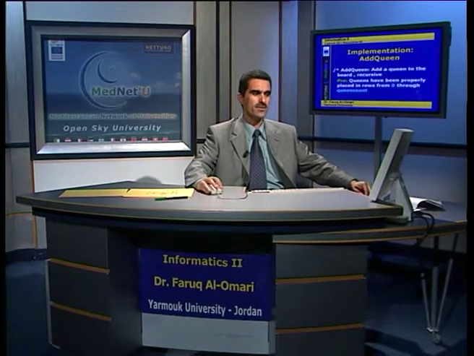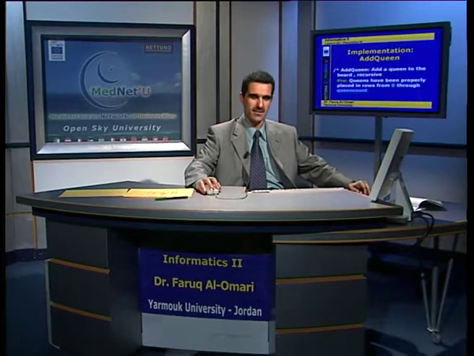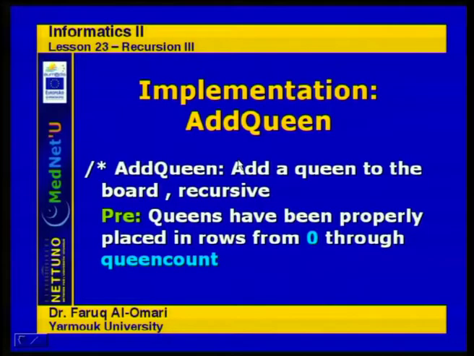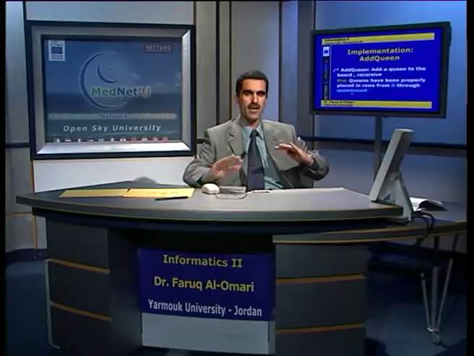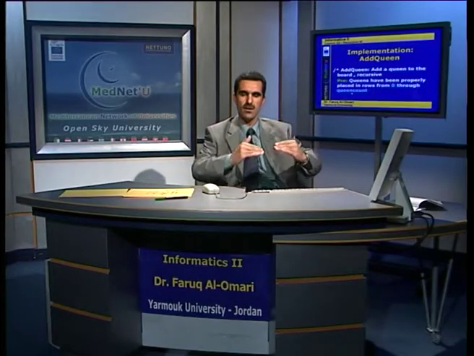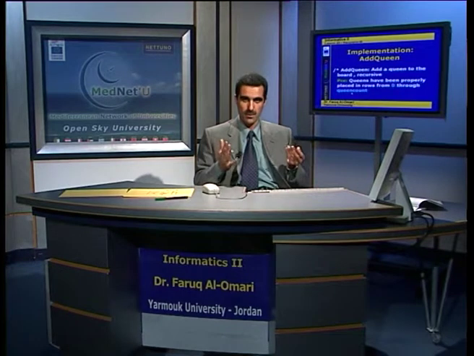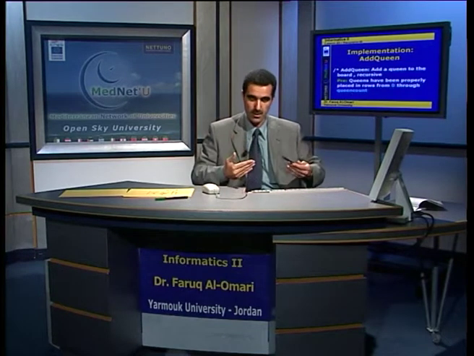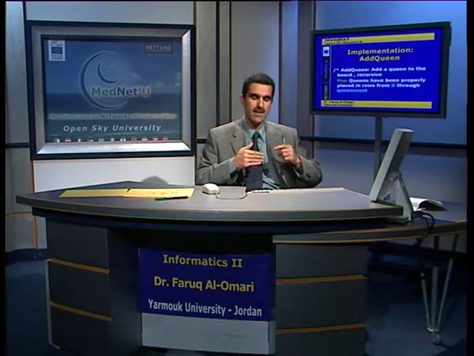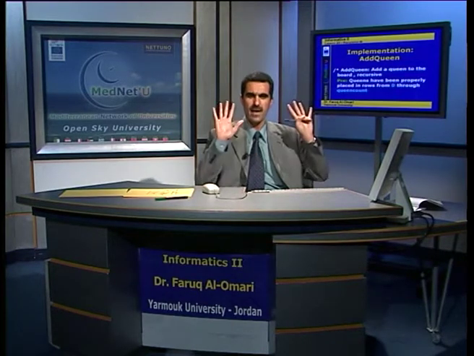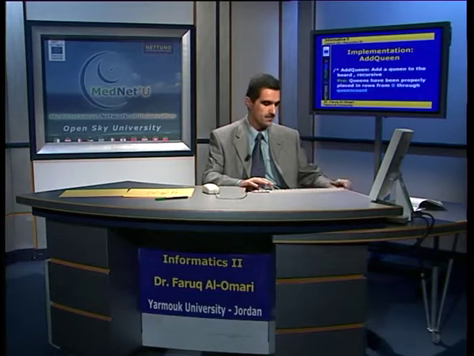Okay, so what's important is actually the add queen function. That's what has the details. This is just the main program, where we just have initialization. Add queen adds a queen to the board recursively. And the preconditions: queens have been properly placed in rows from 0 through queen count. So far I have added queen count queens on the board. Okay, and I want to add the next one. So the assumption is that all previous queens have been added correctly according to the rules.